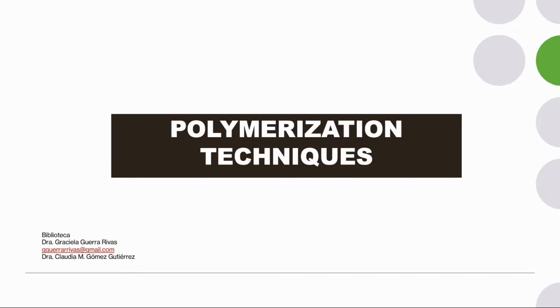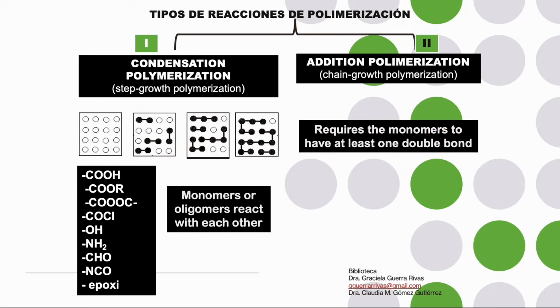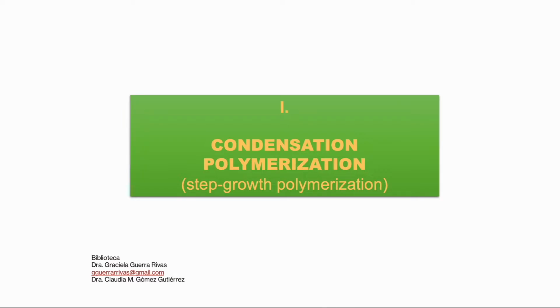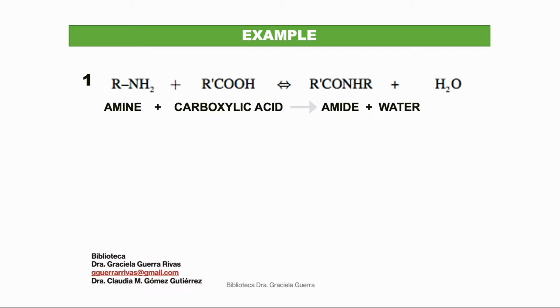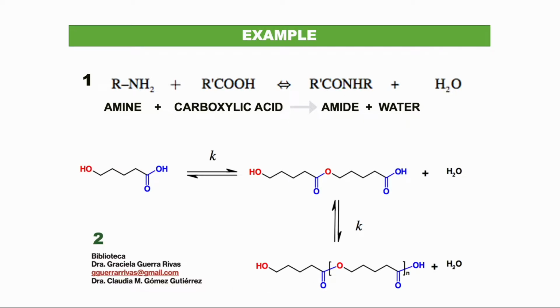As was mentioned, there are two main techniques: addition and condensation polymerization. In step reaction or condensation polymerization, stepwise reactions involve two different types of bifunctional monomers or end groups that react with one another, forming a chain. For example, here, we can see the direct reaction of an amine with a carboxylic acid to form an amide with water as a byproduct. Once the reaction occurs, it keeps going until no further monomers and reactive end groups are available.